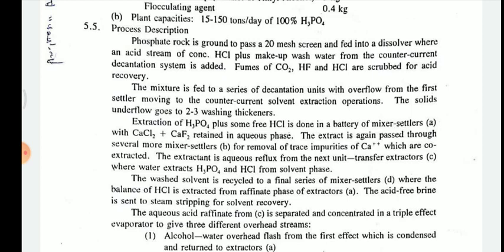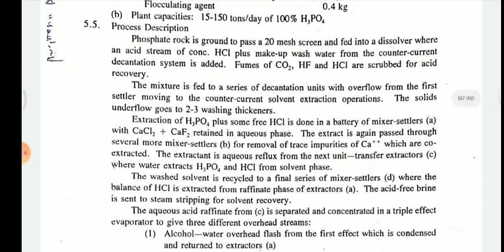The phosphate rock is passed through the crusher, so the uniform size of 20 mesh is achieved from the screen. And the HCl plus makeup, that is the low concentrated HCl, is converted into higher concentrated HCl, so makeup of the HCl is required.